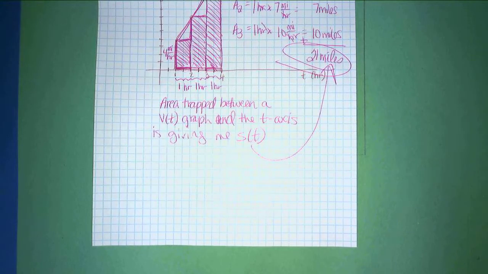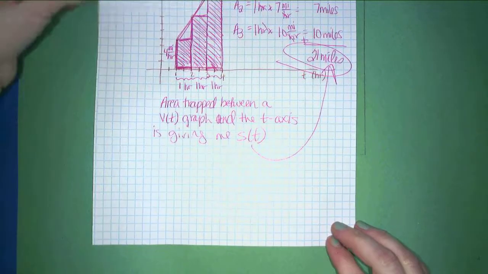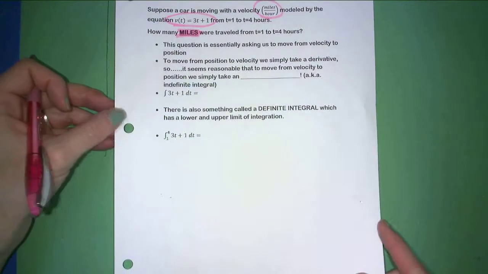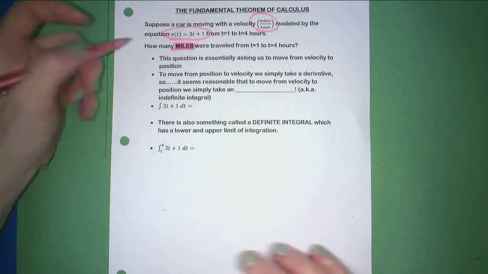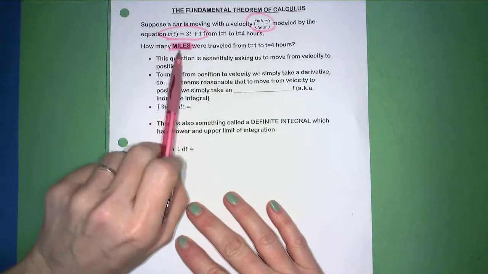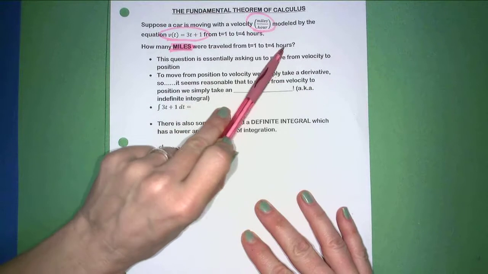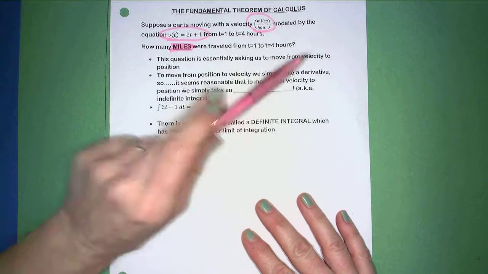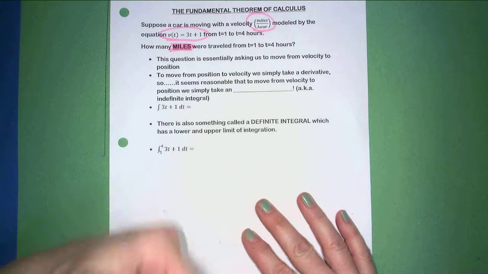Okay, so seeing that, I'm now going to go back to my worksheet that we started with, and we're going to continue on. Let's go to these bullets. Let's go back to our question. How many miles were traveled from 1 to 4? We now know the answer is 21. Well, not the exact answer. We know that the underestimate is 21 miles, but let's just go here.